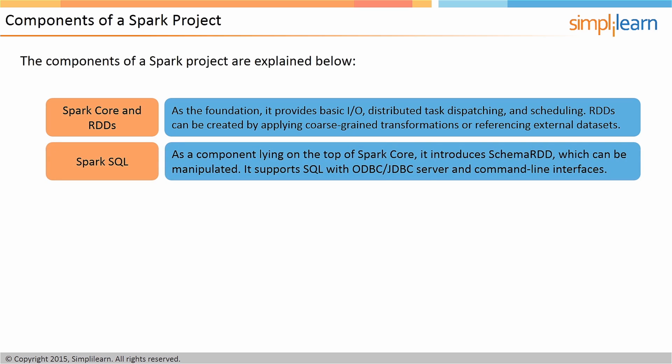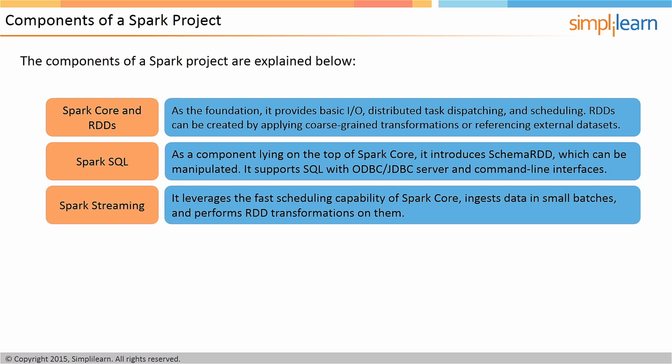Spark SQL is a component lying on the top of Spark Core. It introduces Schema RDD, which is a new data abstraction and supports semi-structured and structured data. This abstraction can be manipulated in Java, Scala, and Python by the Spark SQL-provided domain-specific language. In addition, Spark SQL supports SQL with ODBC JDBC server and command line interfaces.